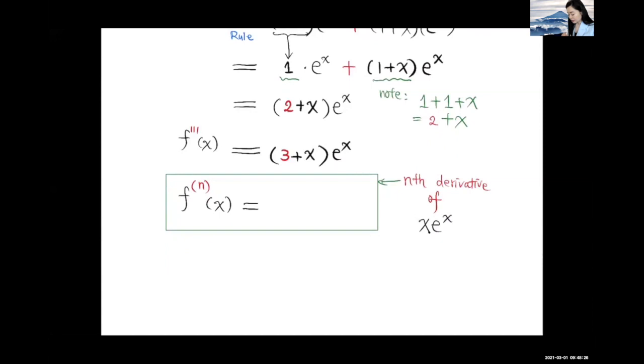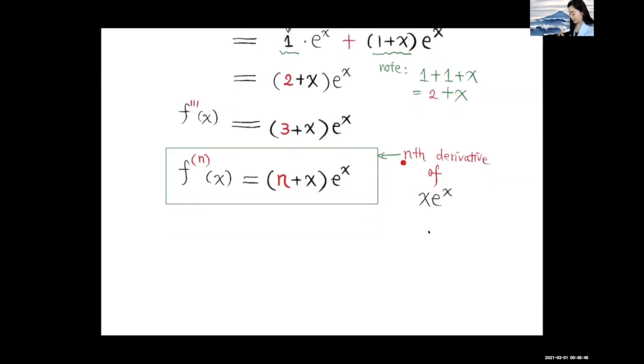Okay, now the nth derivative of the function. According to the pattern, this will be what, everyone? n plus x, n plus x times e to the x, right? Okay, good. This is the nth derivative of this function, x times e to the x.